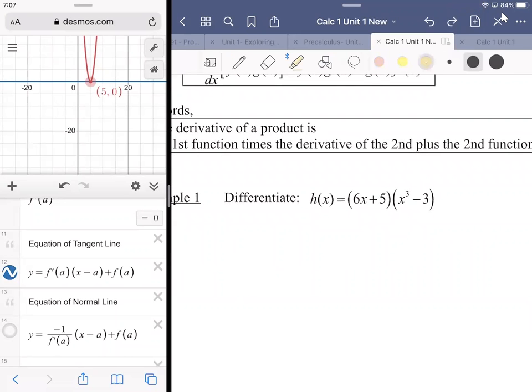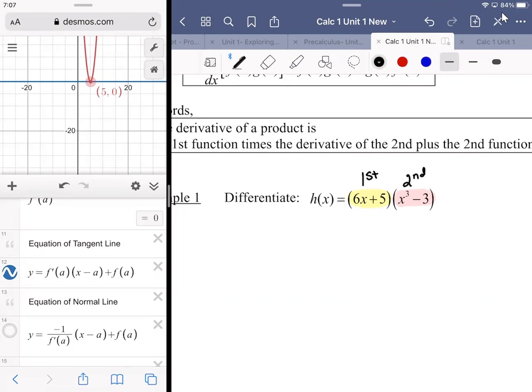So what you're looking at is a product of two functions. All right, so we've got two pieces that are being multiplied together. Now this you could actually distribute out and find the derivative using the power rule, but I wanted to show you with a straightforward example how you would use the product rule. So this is what we would call the first function. And this is my second.